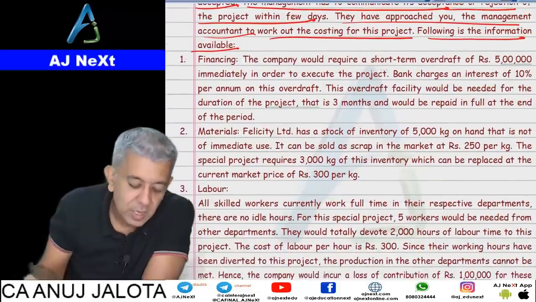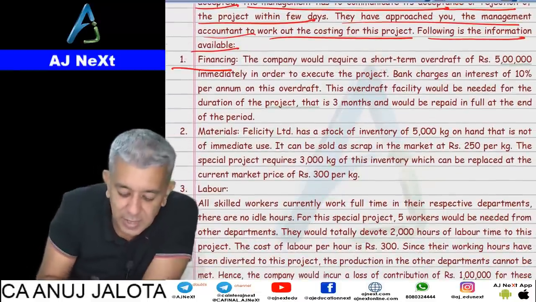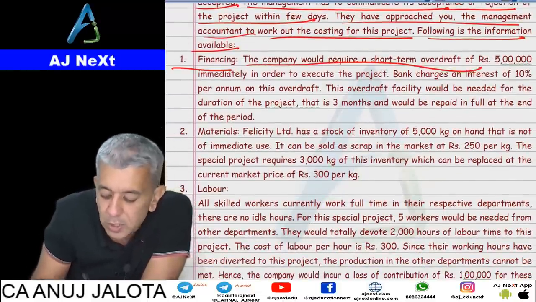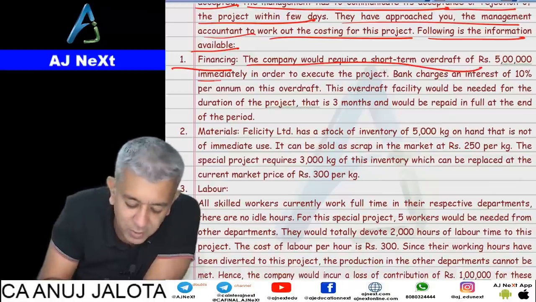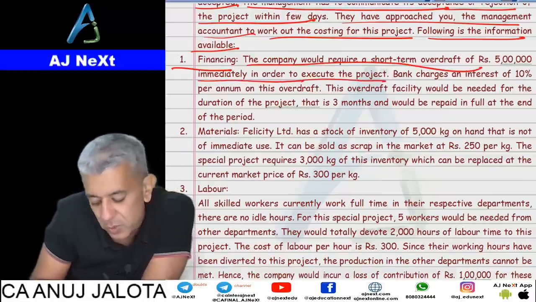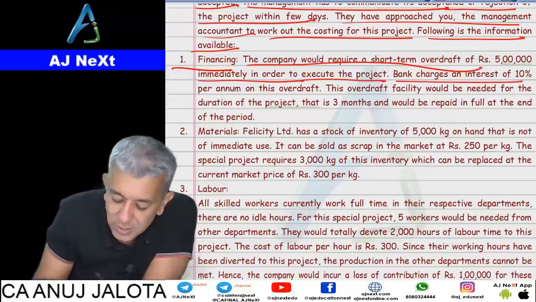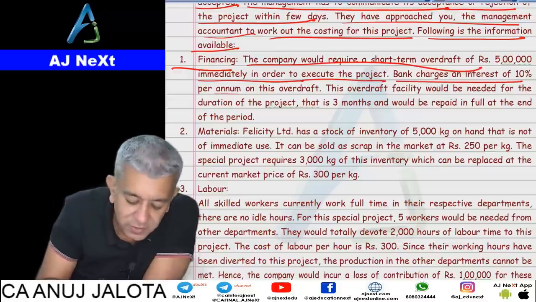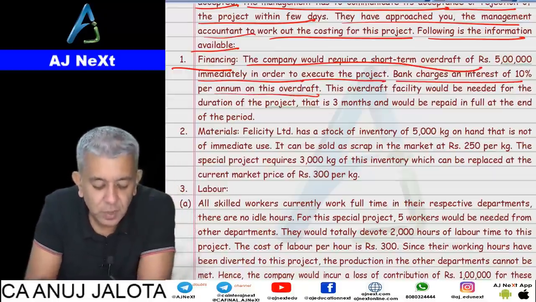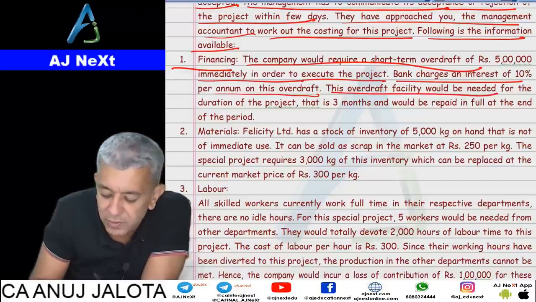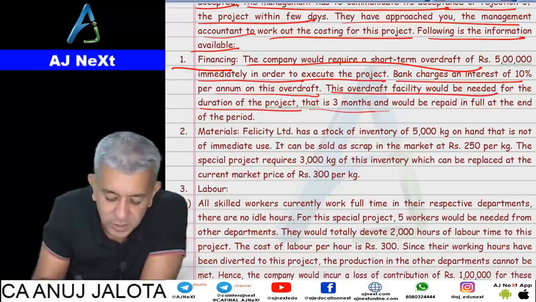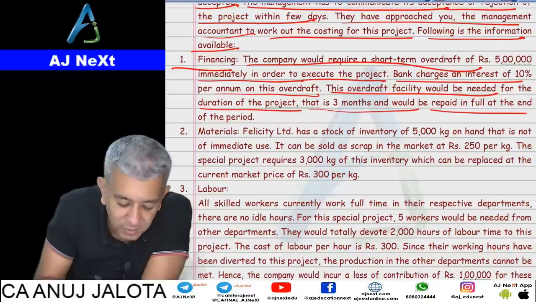First, financing. The company would require a short-term overdraft of 5 lakh rupees immediately in order to execute the project. The bank charges interest of 10% per annum on this overdraft. The overdraft facility will be needed for the duration of the project, that is 3 months, and would be repaid in full at the end of 3 months.